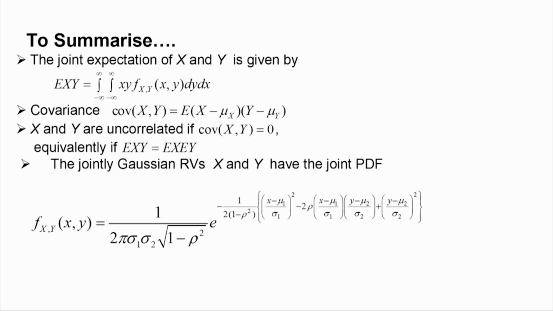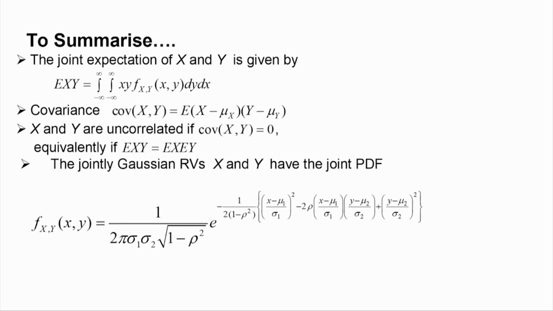We also defined the covariance of x y. It is given by the expected value of (x minus mu x) into (y minus mu y). And we discussed the importance of covariance, how it expresses the linear relationship between two random variables x and y. Also, x and y are called uncorrelated if the covariance of x y is equal to 0, and equivalently if E of x y is equal to E x into E y.